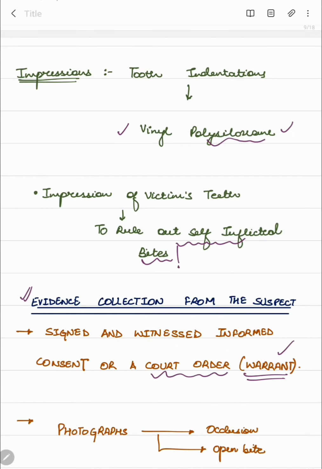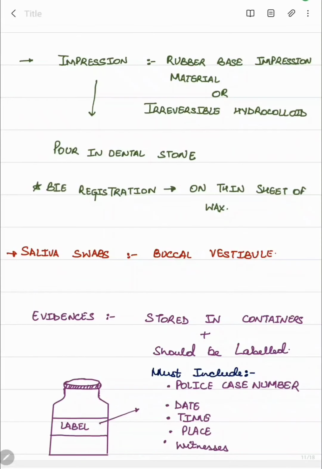After that, photographs of the suspect's teeth in both occlusion and open bite are taken, right? Now the impressions of both the arches of the suspect should be taken with rubber-based impression material or irreversible hydrocolloid material, right? And after that, these impressions should be poured in dental stone. Bite registration is also required in cases when we are unable to take the impressions, right? So the bite registration can also be done with the help of a thin sheet of wax, right?